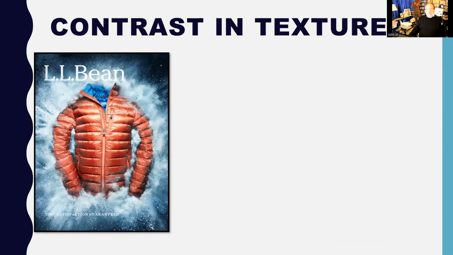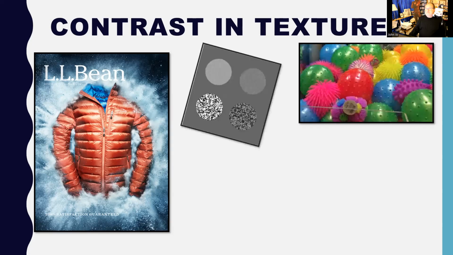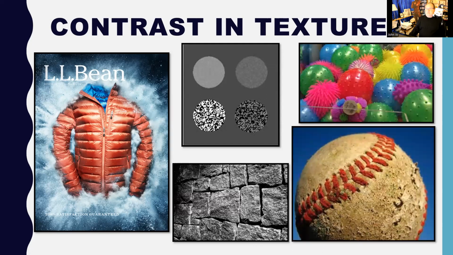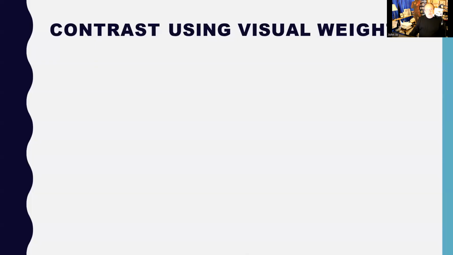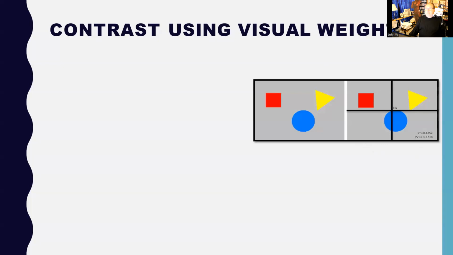Contrast in texture. There's an L.L.Bean ad that uses that very effectively. A couple of photographs that look really very nice. Contrast using visual weight, where you place things. We talked about symmetrical and asymmetrical balance, imbalance, that sort of thing.